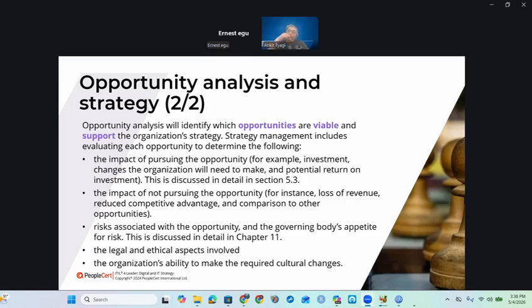The legal and the ethical aspects involved, and the organization's ability to make the required cultural changes. Well, of course, if we can make the culture changes as well. Now, cultural changes is something that cannot be achieved or implemented within a day or within a week or within a month. It takes time for an organization to build a culture. So slowly and gradually taking small steps towards building the culture is what we have to look at.